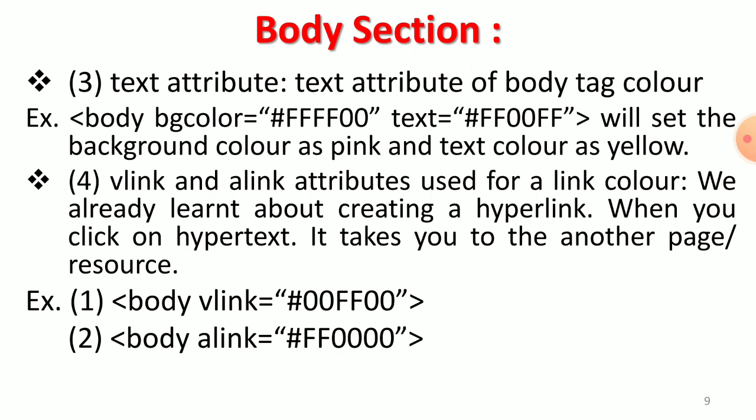The vlink attribute of the body tag is used to set the color of the visited link, and the alink attribute of the body tag is used to set the color of the active link. For example, body vlink equals to 2 times 0, 2 times f, and 2 times 0. That means the visited link color is green color, and then body alink equals to 2 times f and 4 times 0, that means a red color.